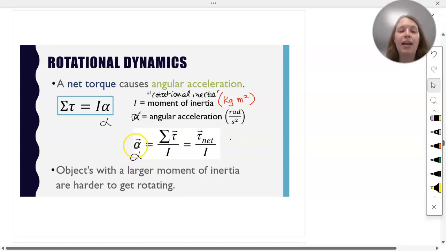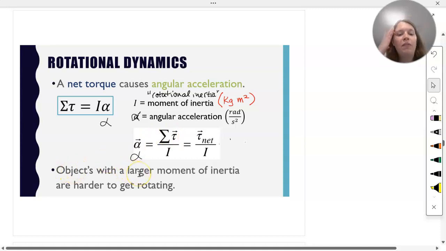It's alpha, not A. The angular acceleration alpha is inversely proportional to the inertia. In the case of rotating objects, there's a property called the moment of inertia, or the rotational inertia, as it's phrased many times. It has units of kilograms times meters squared. We'll talk more about this in just a second. So the angular acceleration is inversely proportional to the moment of inertia and directly proportional to the net torque, or the sum of the torques.